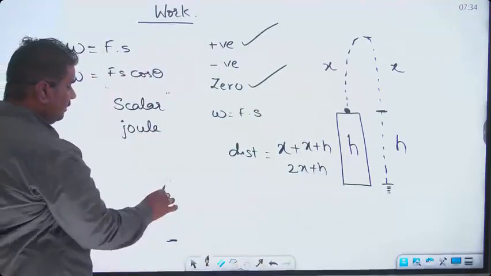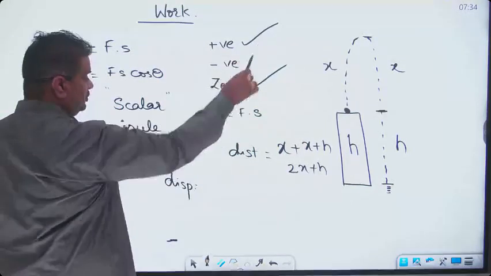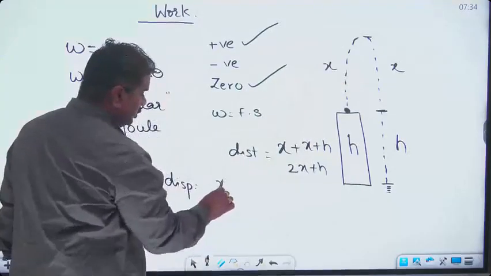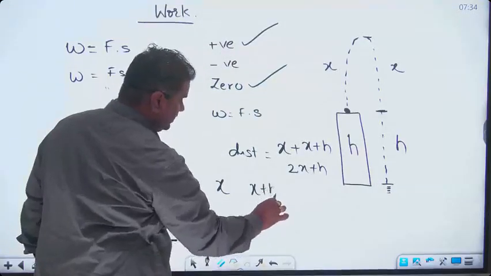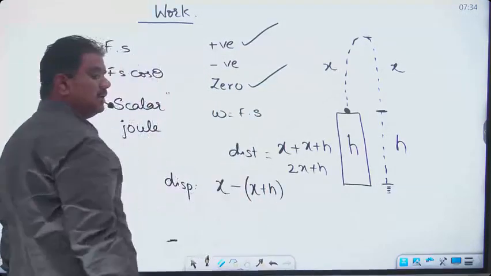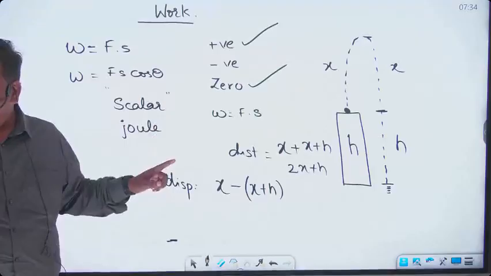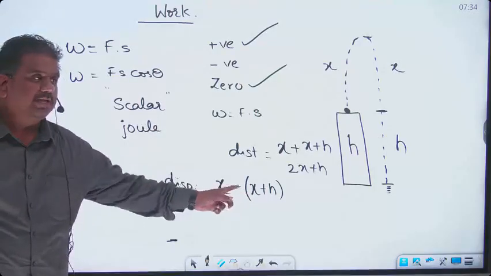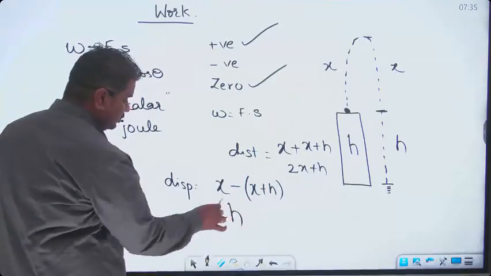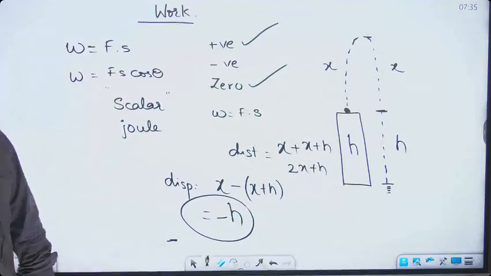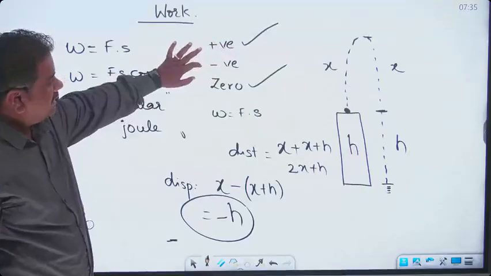But if you consider displacement, what is displacement here? First the object is traveling from here to here, so you write that as x, and again from here to here we write x plus h. But here the direction has reversed, and we said displacement is a vector quantity. So displacement has some direction. Here this is the upward direction, this is the downward direction, the direction changed, so you are giving negative. So in this case what is the value here? -h. So is there a chance that displacement is negative or not? It is possible. So whenever the displacement is negative, work done can be negative.